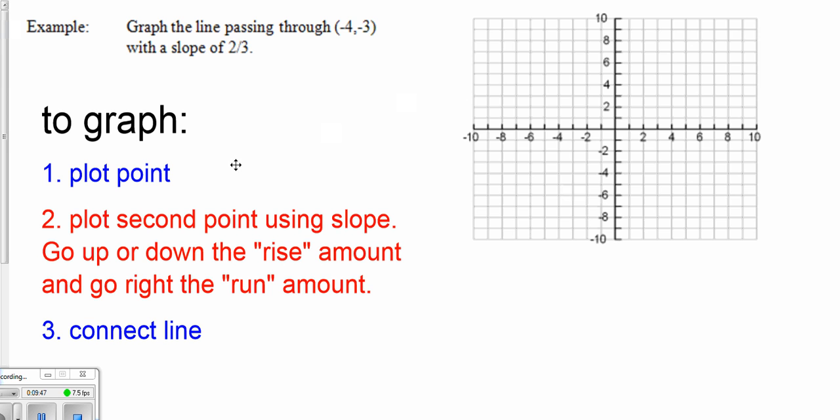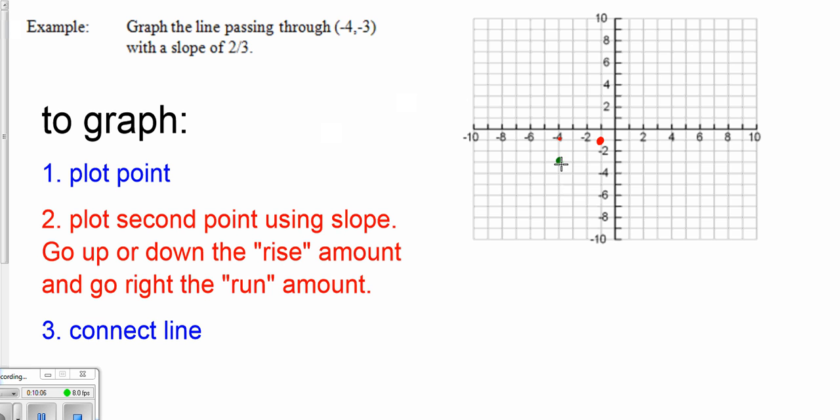Let's do that again then. Graph the line passing through (-4, -3), and has a slope of 2/3. Well, we're going to plot the point (-4, -3). It's right here. Slope of 2/3 means go up 2 and over 3. That would get you right here.